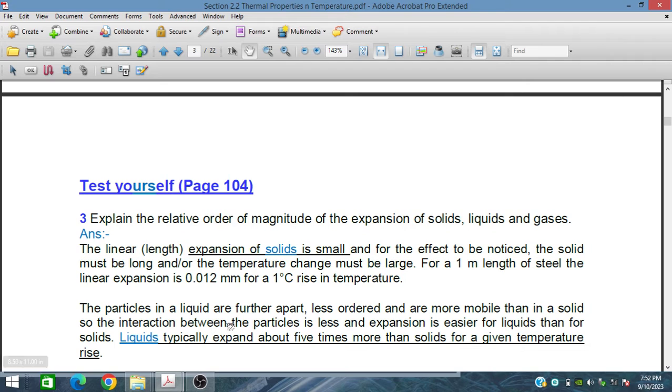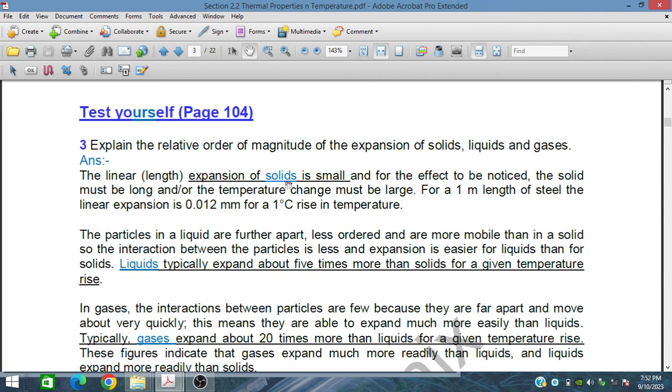This is the solid case. For a liquid, the particles are further apart, less ordered and more mobile than in a solid. So the interaction between the particles is less and expansion is easier for a liquid than a solid. A liquid typically expands about 5 times more than a solid. So this expansion will be more for a given temperature rise.